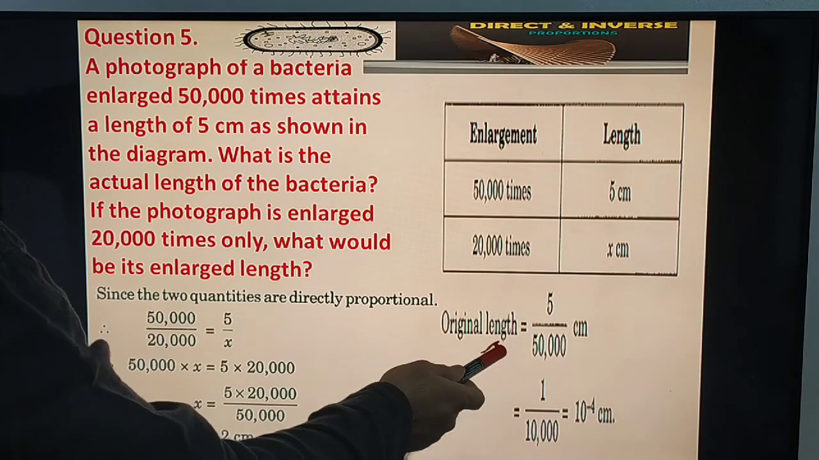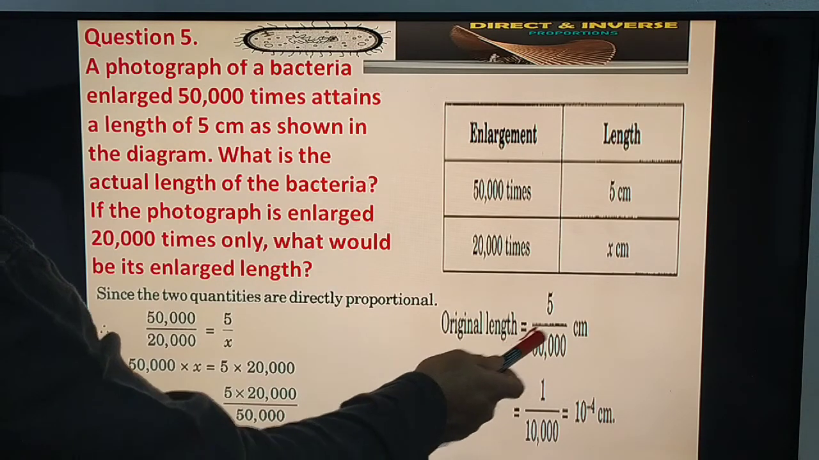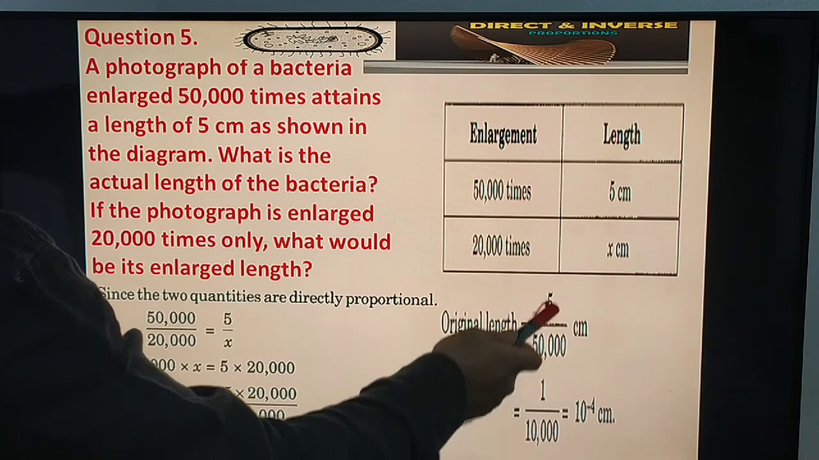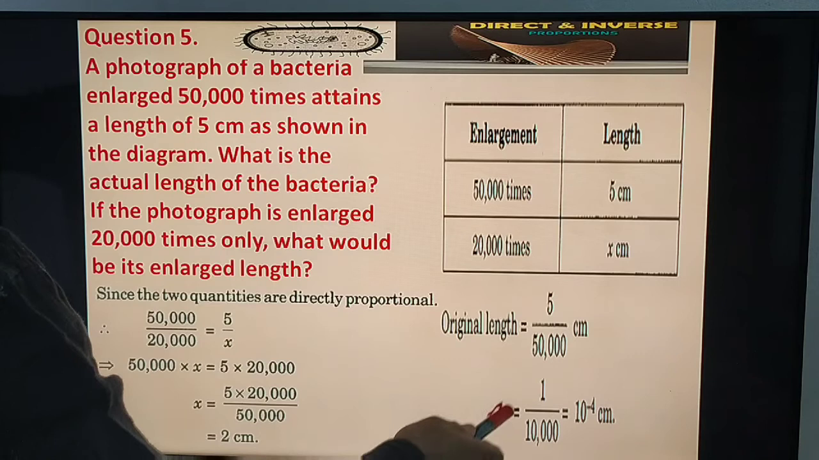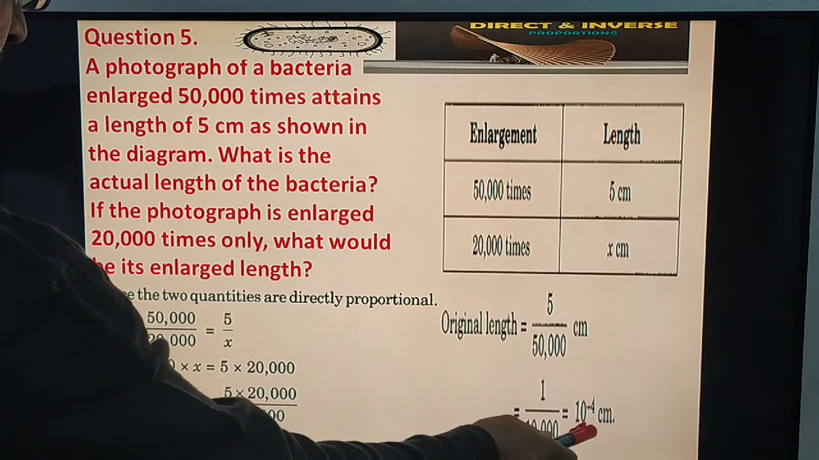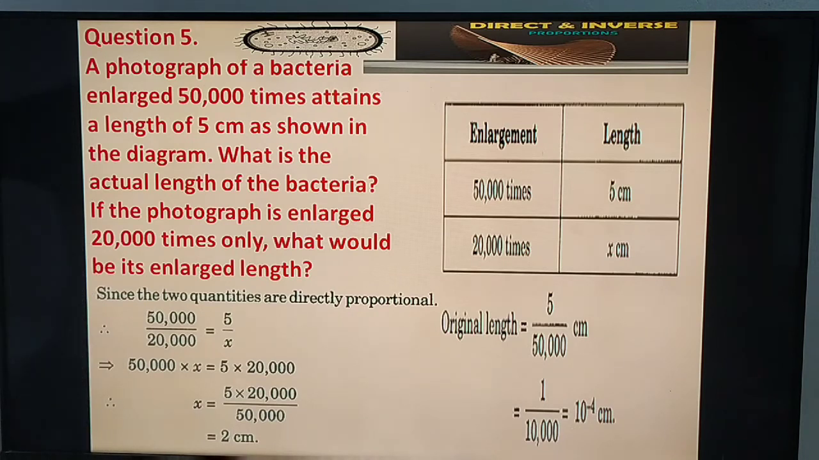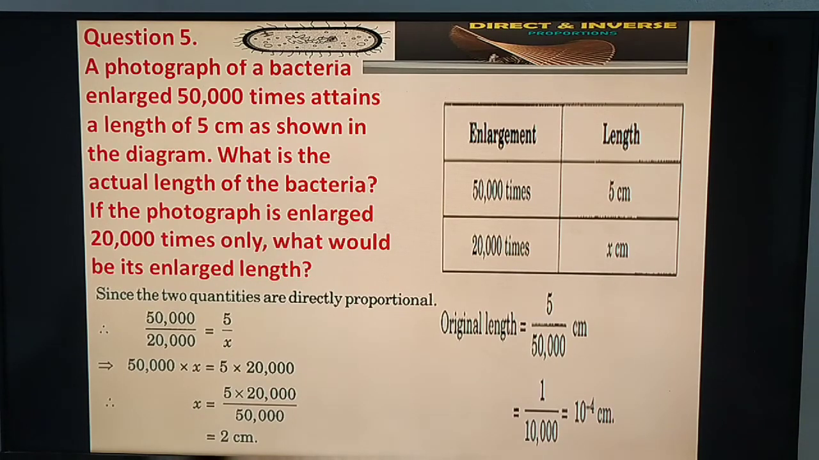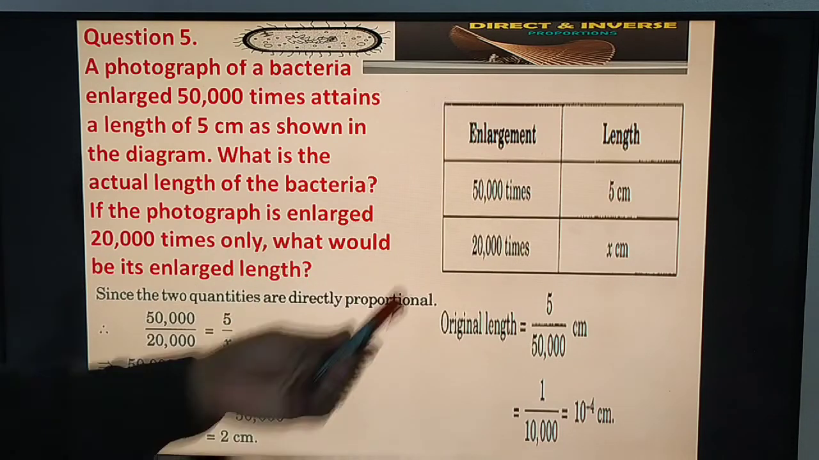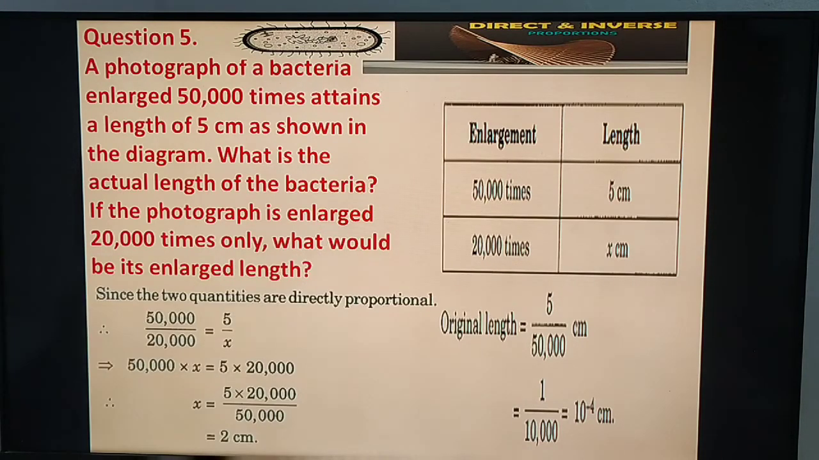Means the original length of the bacteria is equal to 5 divided by 50,000. This 5 and this 5 get cancelled, then it is 1 by 10,000, that is 10 to the power minus 4 centimeter, which is the actual or original length of the bacteria. And this 5 centimeter is obtained by enlarging the bacteria by 50,000 times.